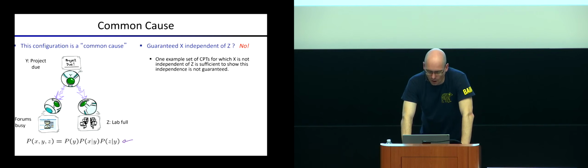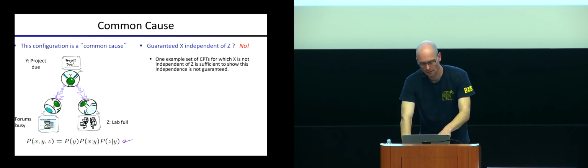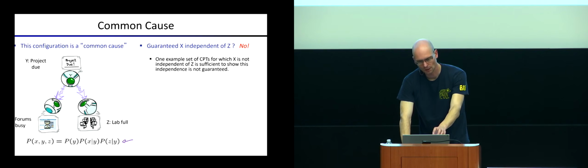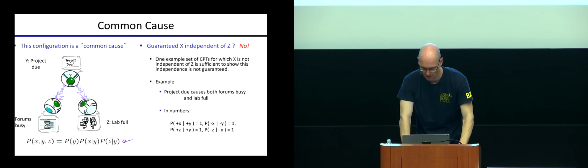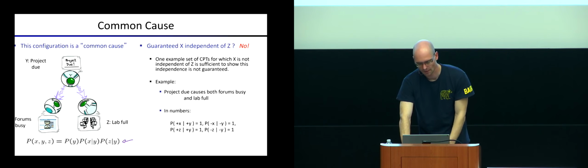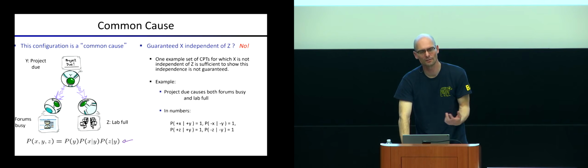So all we need to do to show this is not guaranteed, if somebody gives you a Bayes net, just a structure, not the CPTs, and asks you, is there an independence? You say no. All you need to do to prove that no is to say, here is a conditional probability table that has it not be true. So for example, this is the story we just told, and in numbers, we make X take the same value as Y, we make Z take on the same value as Y, and if that's the case, then X and Z will take on the same values, and clearly they're not independent then.